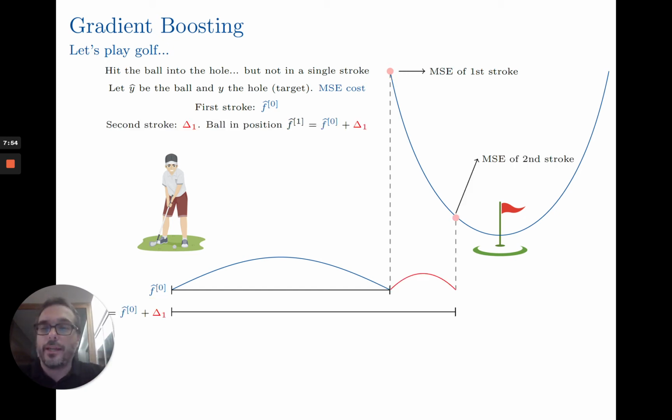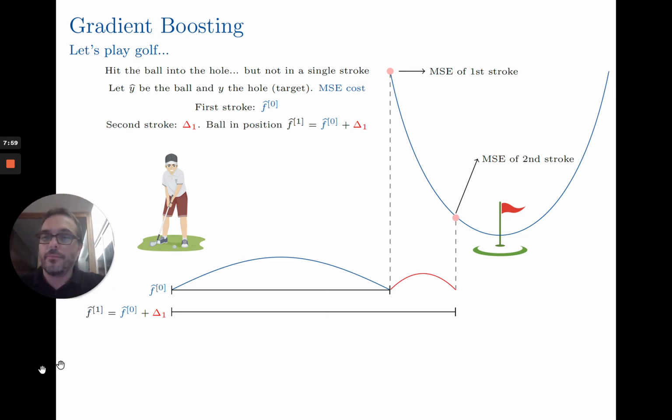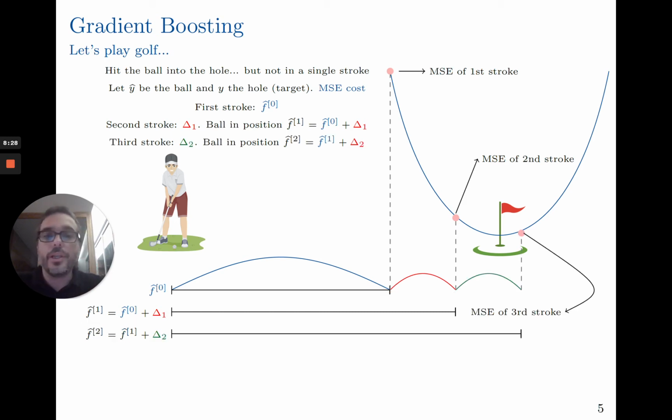Then you hit the ball again, so you have another function f1, that's the previous approximation that you had, where you were here, plus something, plus a delta. So this is delta 1, okay? So you get closer to the hole, okay? That's your second stroke. Then you continue and you hit the ball again.